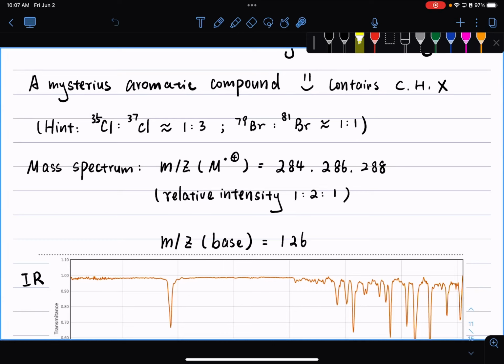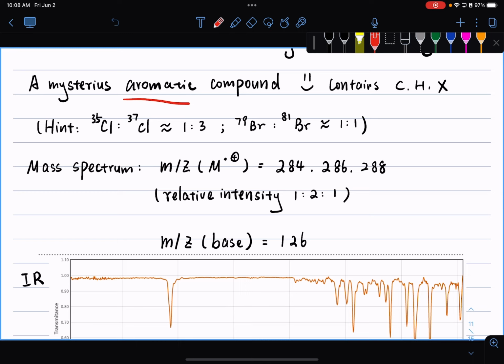So now we're saying we have a mysterious aromatic compound, like smiley face or whatsoever, that contains elements carbon, hydrogen, and some kind of halogen. So X just stands for some kind of halogen. Now, on top of the spectroscopy information, this sentence actually gives you lots of information in it.